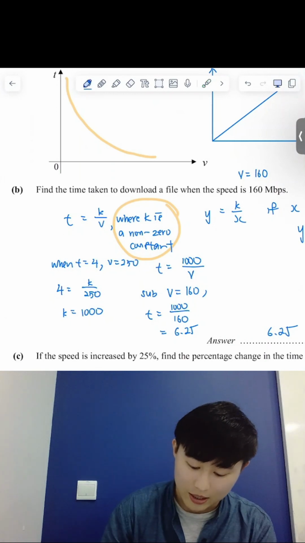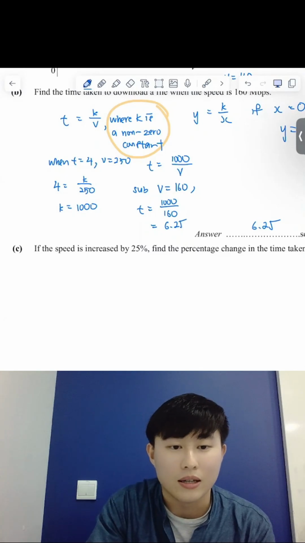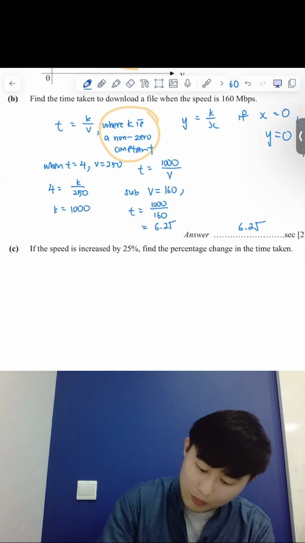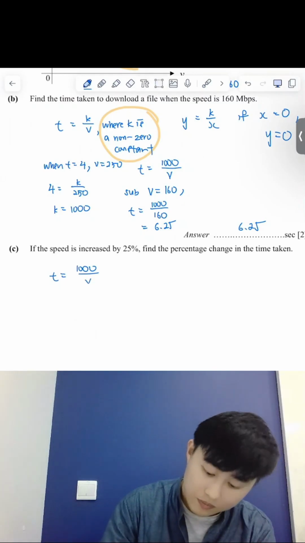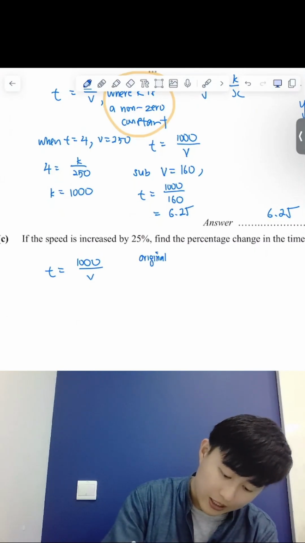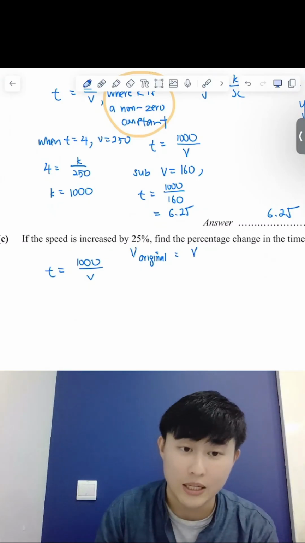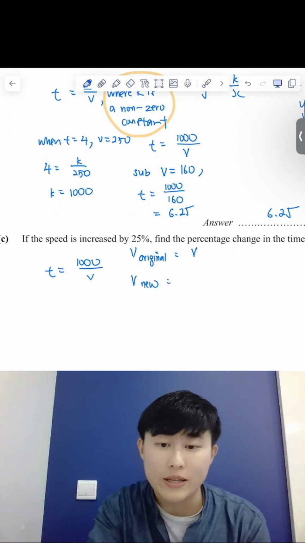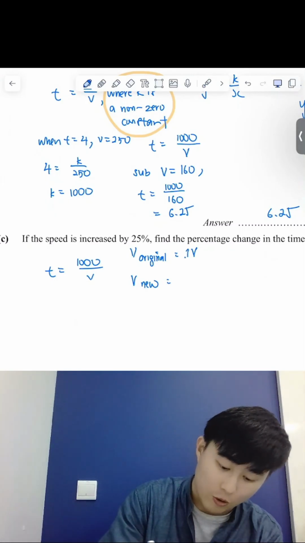Okay, I'm gonna go on. From here, they say if the speed increased by 25%. This is where a lot of students start to get a bit lost as to what is happening here. So I'm going to put back the values first. T is equals to 1000 over v. I'm going to write this on the side. So I have the original v. I will just use the same letter, which is basically just v, and I'm going to use v new. So when the speed is increased by 25%, if the original speed is v, or rather 1v, what is my new v here?